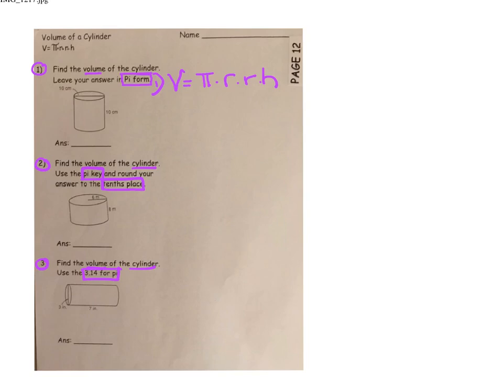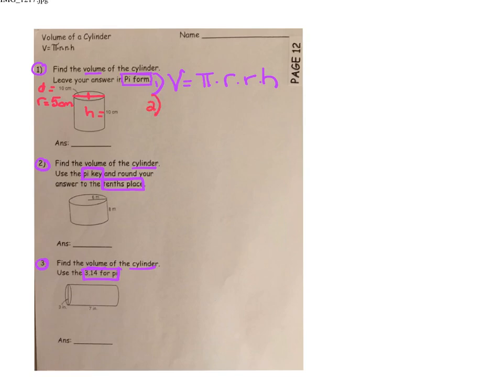Step 1. We always start with the formula for a cylinder. Step 2, let's take a look at our cylinder. We can see that we've been given a diameter of 10 centimeters. If we cut this in half, that means our radius is 5 centimeters. And we need our radius length for the formula. The height of the cylinder is 10.